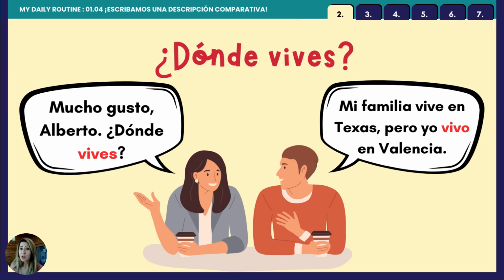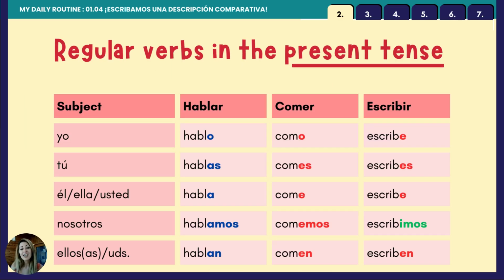Example, Mucho gusto, Alberto. ¿Dónde vives? Mi familia vive en Texas, pero yo vivo en Valencia. So if you notice here, we have a chart for regular verbs in the present tense. Regular verbs, because right now we're only going to look at the endings, so how to conjugate regular verbs.